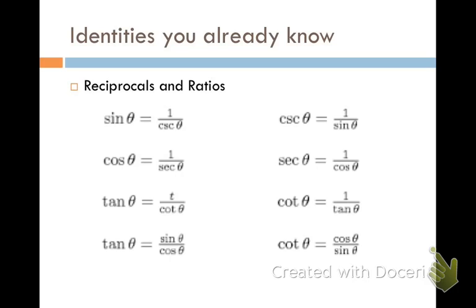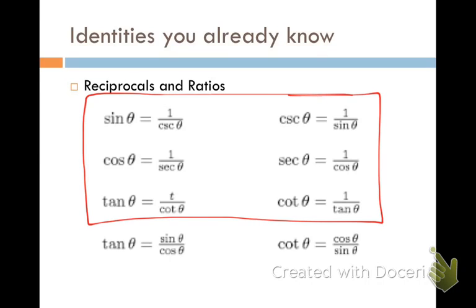So the reciprocal and ratio identities are the ones that you already know. We've used these quite a lot so far. You should be aware that we will now be referring to these as reciprocal and ratio identities, with the top ones, these are our reciprocals, and the bottom two are the ratios.